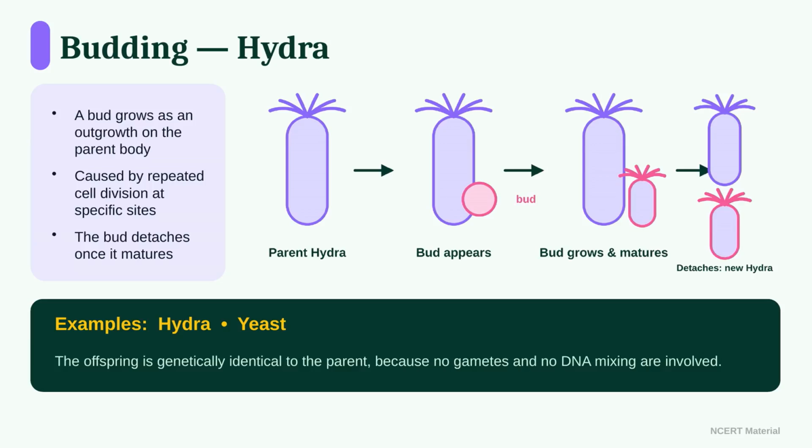Next, budding, best seen in Hydra. A small bud grows as an outgrowth on the parent's body, caused by repeated cell division at a specific site. As the bud grows and matures, it eventually detaches from the parent and becomes a new, independent Hydra. Since no gametes and no DNA mixing are involved, the new Hydra is genetically identical to its parent. Budding also occurs in yeast.